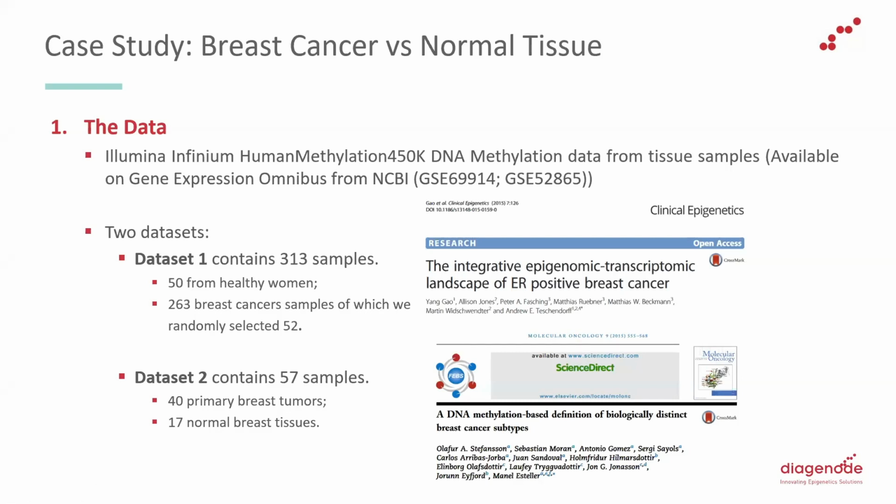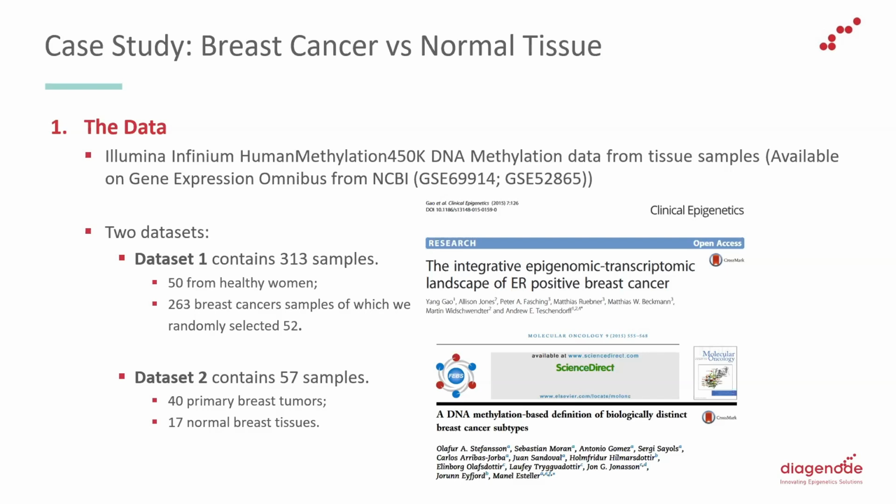The second data set contains 57 samples, 40 primary breast tumors, and 70 normal tissues. So what we have here are two completely independently created data sets. One, as I said, mainly from the UCL, and the second one, I should also mention, is coming from a group in Barcelona.